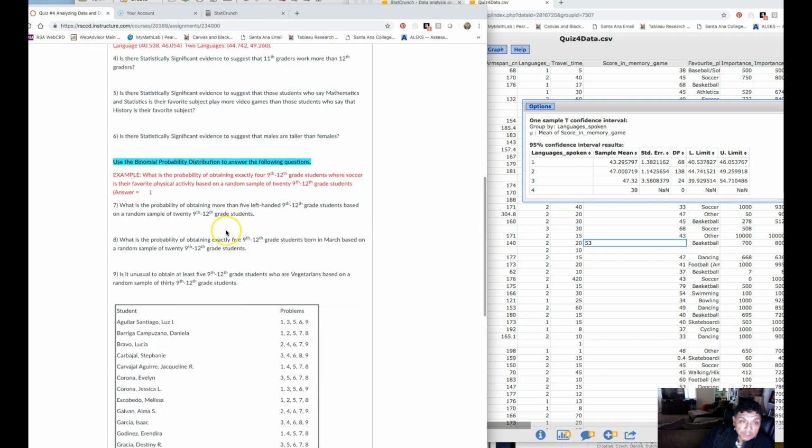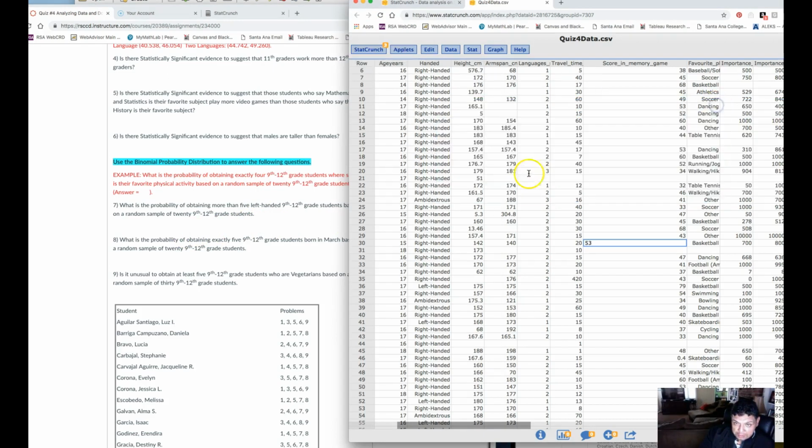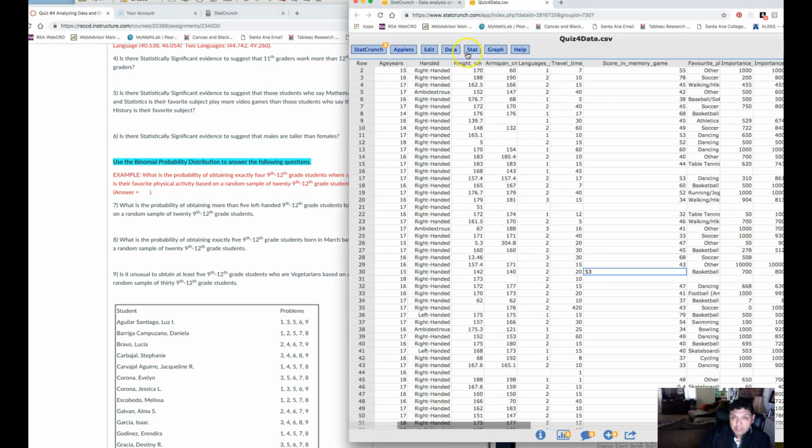And then the third type of question is the binomial probability distribution. Let's look at the question. What is the probability of obtaining exactly 4 9th through 12th grade students where soccer is their favorite physical activity, based on a random sample of 20 9th through 12th grade students? Before we can answer a binomial situation, we need to know what percentage of the population actually chose soccer as their favorite. So to do that, I need to get the frequency count.